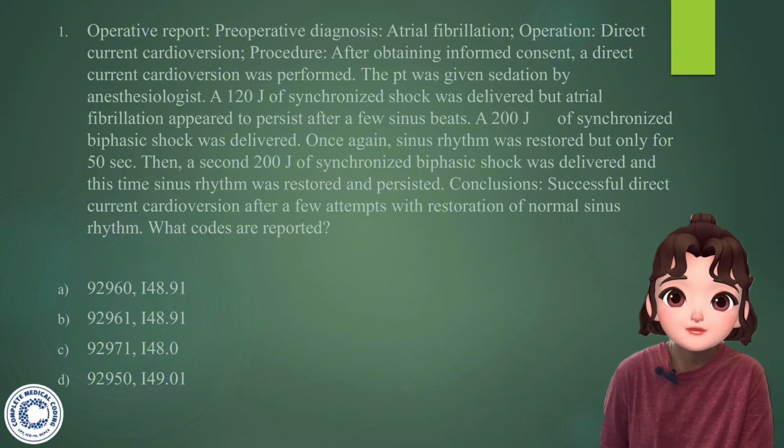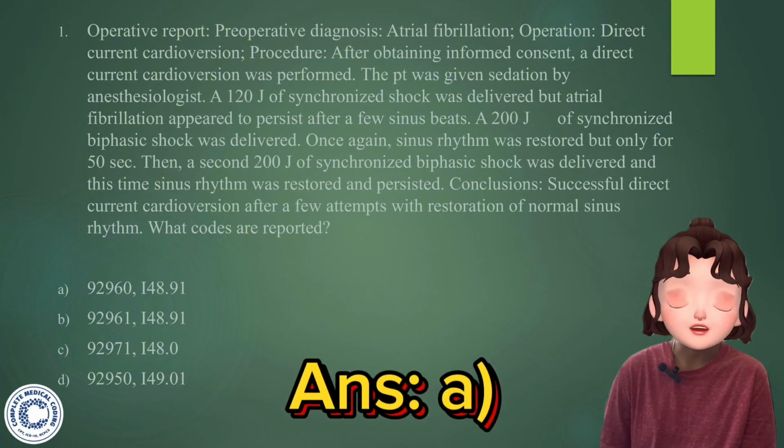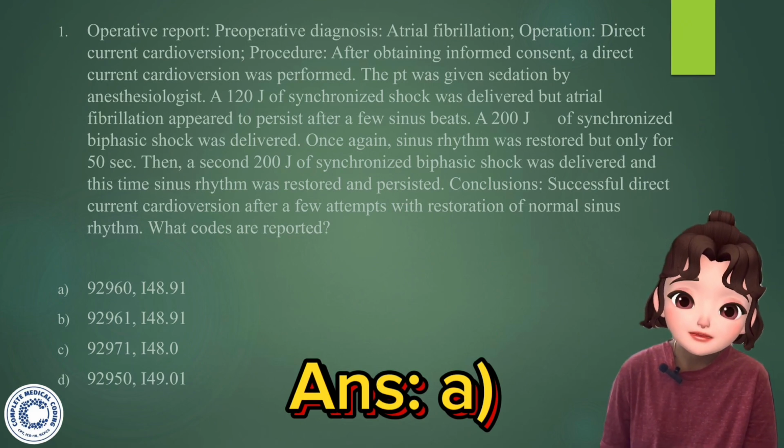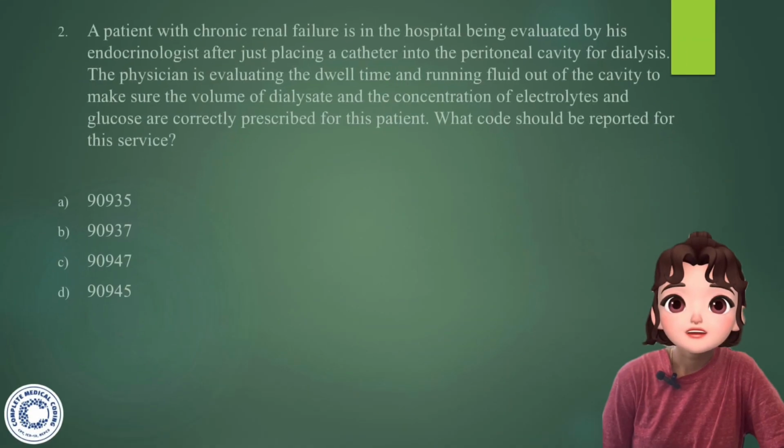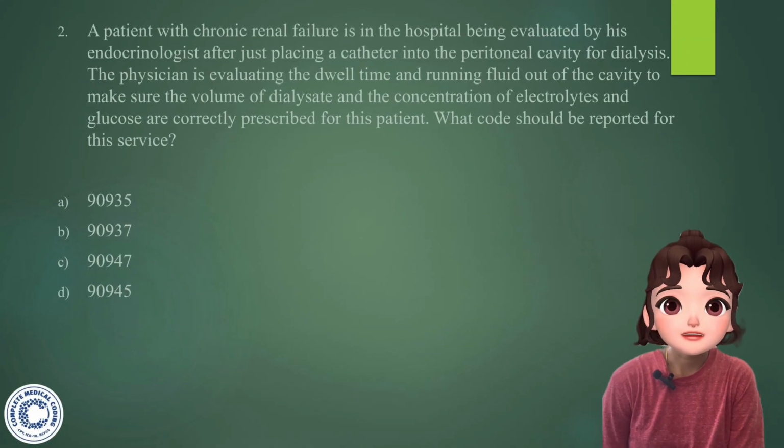So the answer here is option A, 92960 for the external cardioversion procedure, and then I48.91 atrial fibrillation code. Okay. Now moving to the second question.